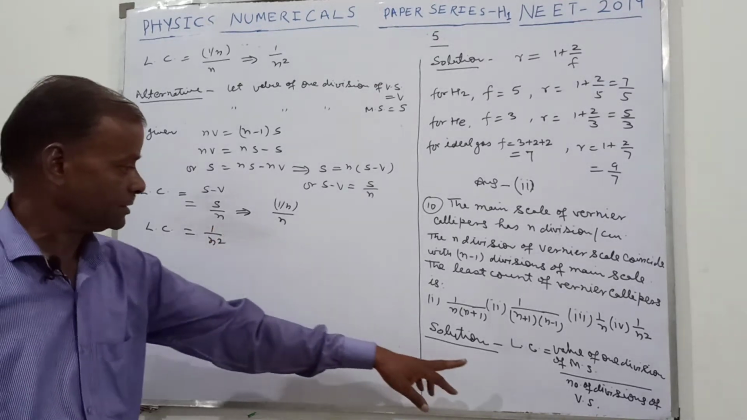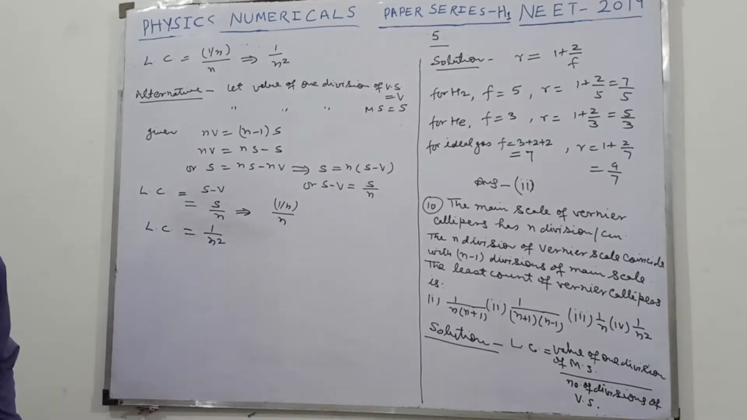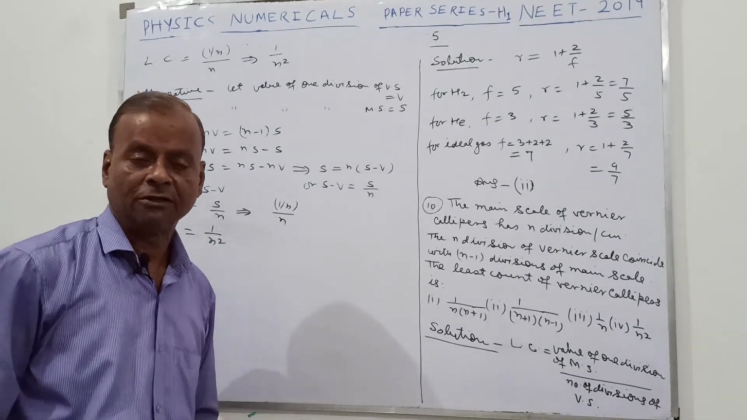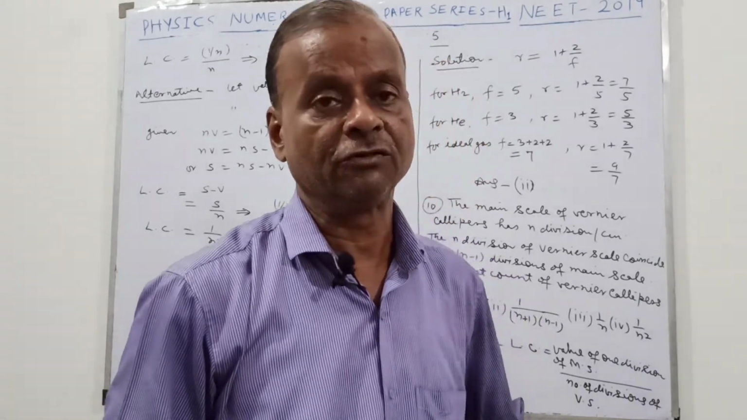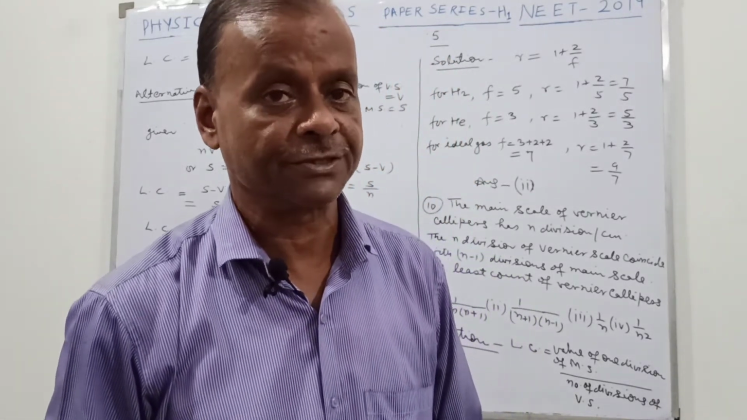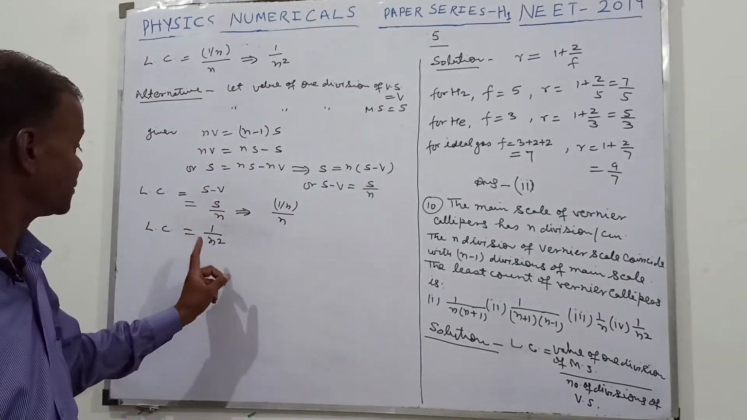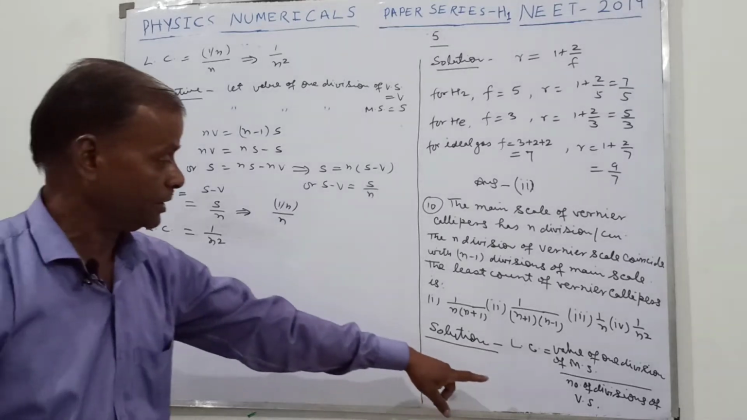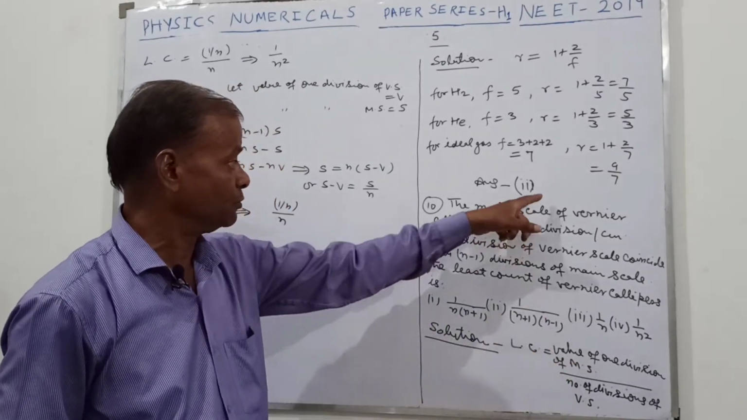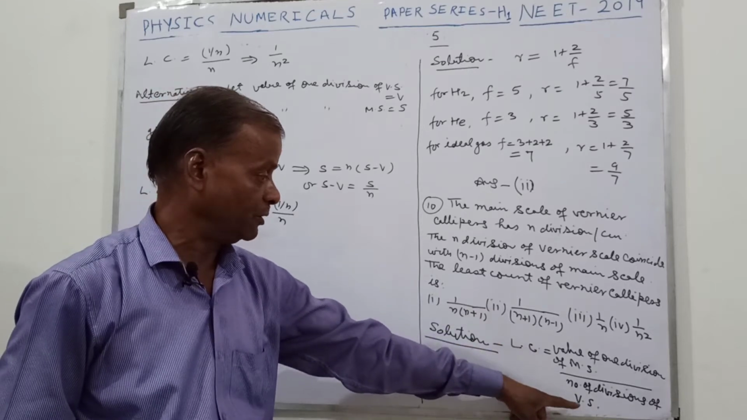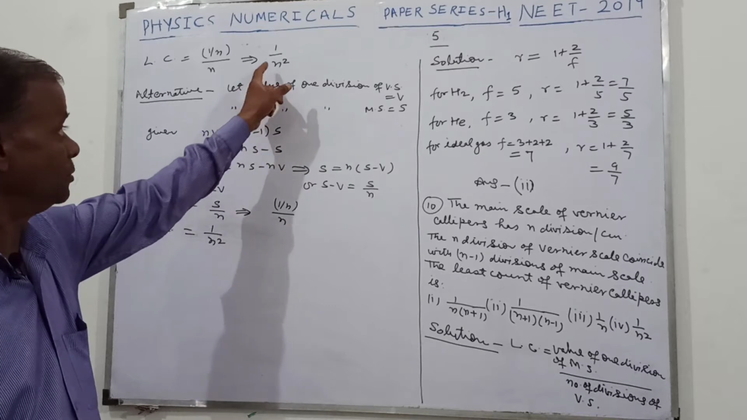So this is what we have written here. Also we defined that the difference of one division of the main scale and one division of the Vernier scale is equal to the least count of the Vernier calipers. So by that we can also find this formula, or you can do it directly. Value of one division of the main scale is 1 upon N, and the value of a division of the Vernier scale is 1 upon N, so the least count is 1 upon N square.